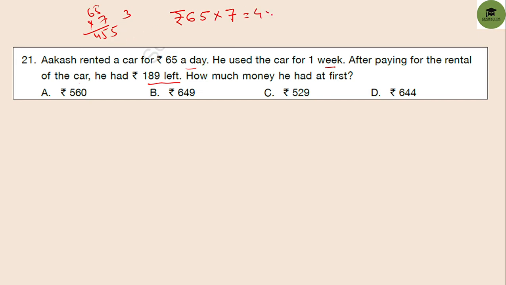So it is 455. Now after paying rupees 455, he had only 189 left. So how much money did he have at first? So you need to add 189 with 455, and it gives you 644.